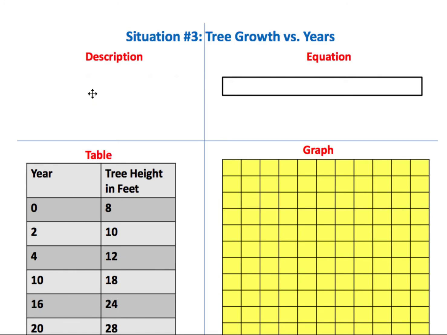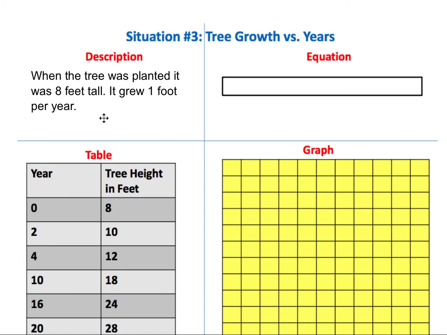Here's what's really happening. So I'm going to give you the description on this one. When a tree is planted, it was 8 feet tall. So it started at 8 feet at year 0. It grew 1 foot per year. So that means at year 1, it would have been 9 feet. Year 2, 10 feet, and so on and so forth. Go ahead and complete these.